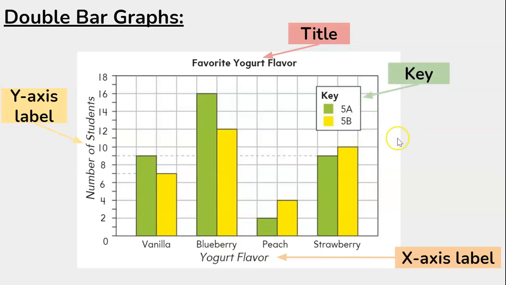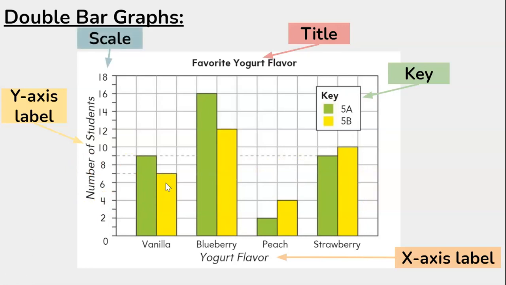Because it's a double bar graph, it's always very important to look for the key as well. Sometimes the key is called a legend. In this case, it's showing us that the green bars represent class 5A and the yellow bars represent class 5B. It's really important to look for that key because you need to know what these different bars represent. What do they stand for?